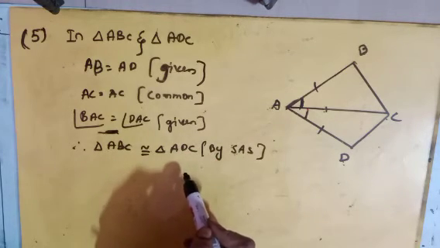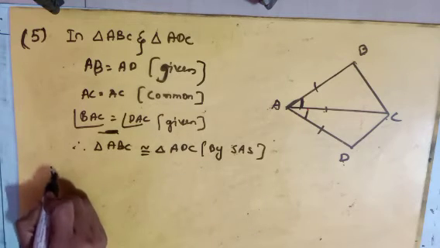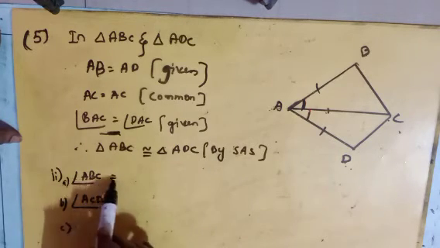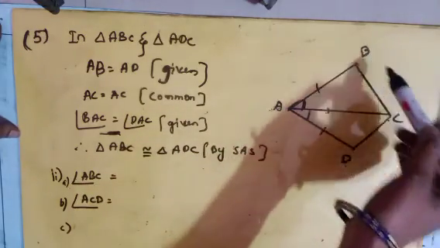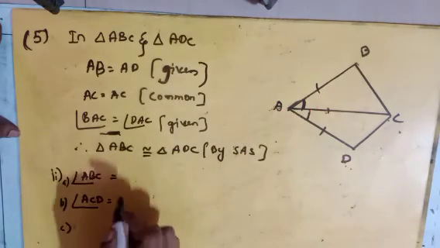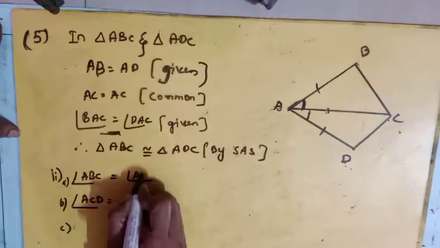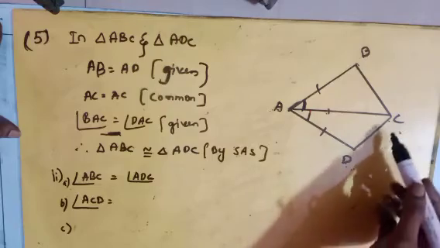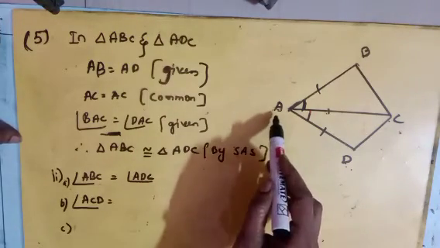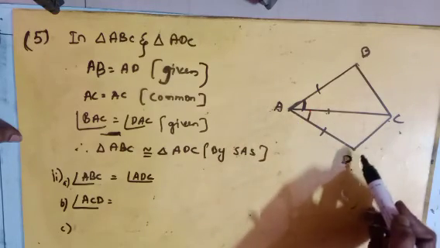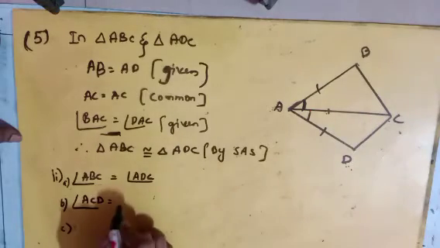Next, let us solve the second question: complete the following so as to make it true. Angle ABC equals to dash. What do you have to write? Angle ADC. So angle ABC is equal to angle ADC. Next, angle ACD is equal to angle ACB.